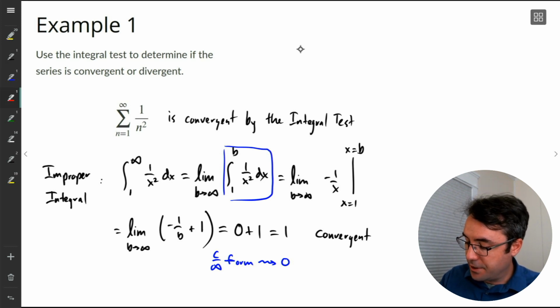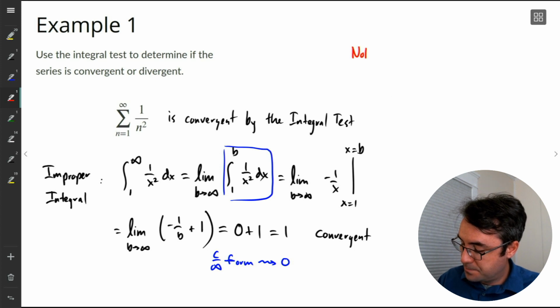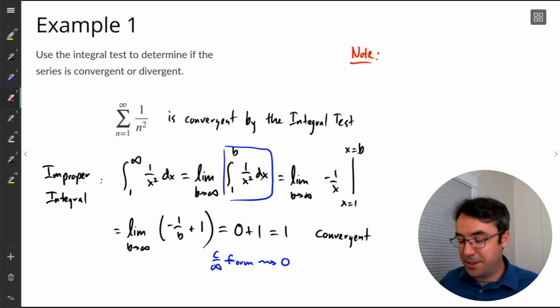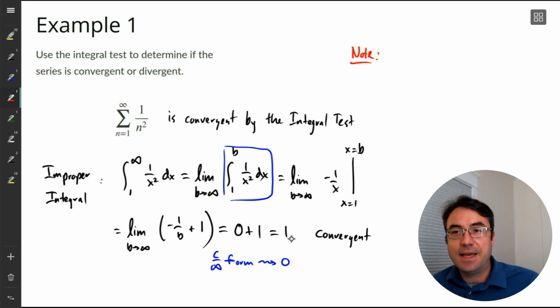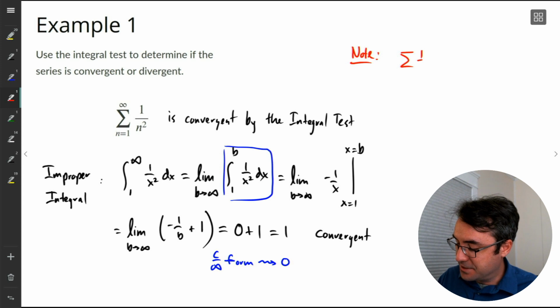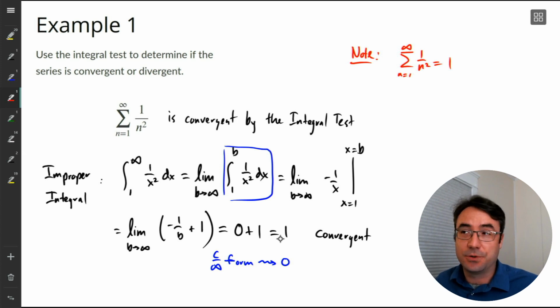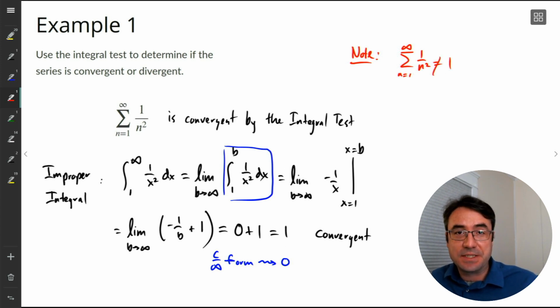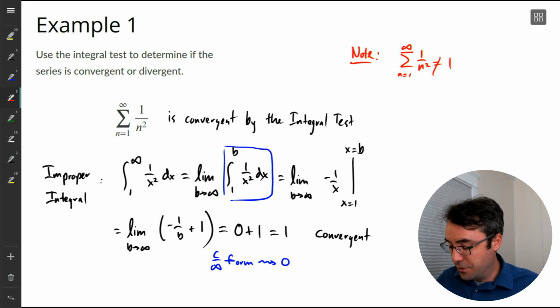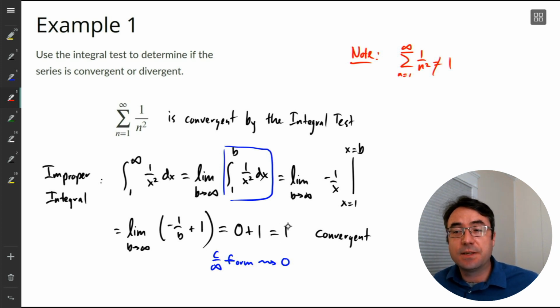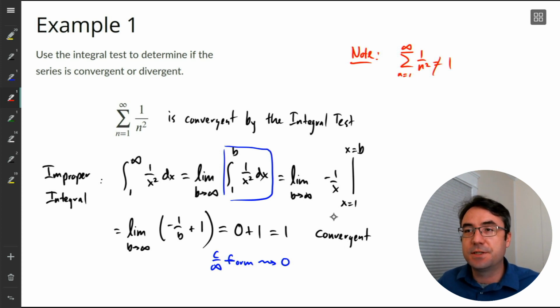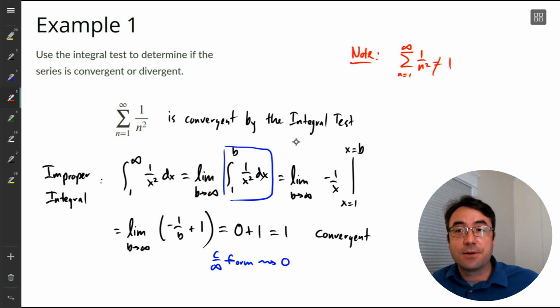And so just a little note here. Again, it's tempting because we get this nice numerical value here. It's tempting to say that the sum of our series is equal to that value, and that's not true. So the sum of this series does not equal 1. So the only way we're actually using this numerical value here is it allows us to say that our improper integral is convergent. So because our improper integral is convergent, that means our series is convergent by the integral test, but this value is not the sum of our series.